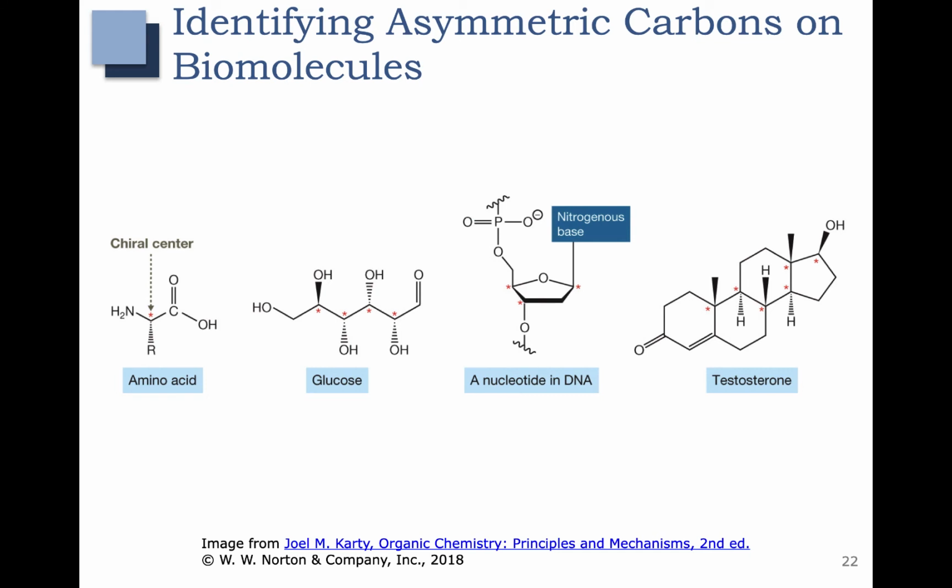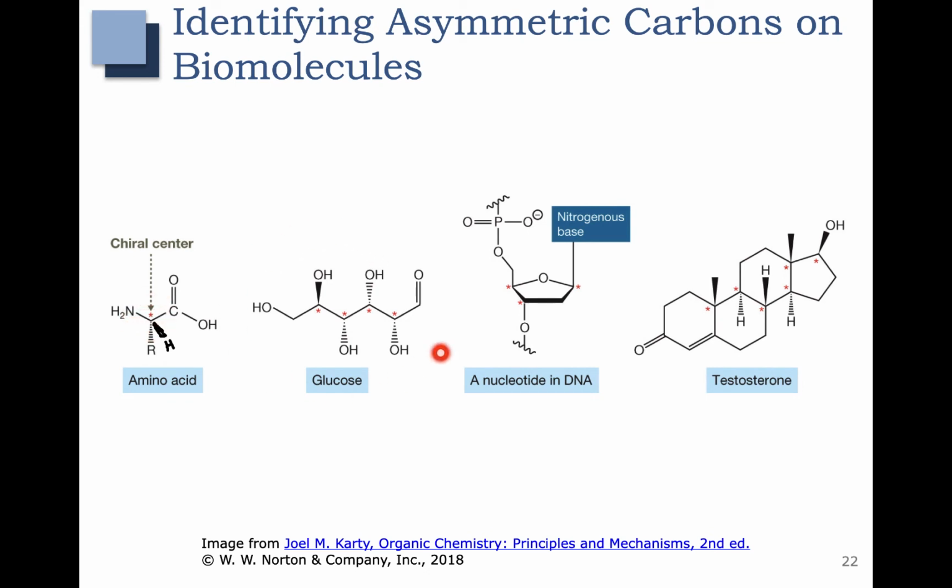Let's look at a few more examples. All of these here are biomolecules that we've seen in previous chapters. For example, we have the amino acid shown over here on the left. If we look at that chiral center there, it has a hydrogen that's not drawn in. So now you can see that we have a hydrogen, a carbon, a nitrogen, and then some sort of variable R group. As long as the R group is not a hydrogen, a carboxylic acid, or an NH2, this will be a chiral center or an asymmetric carbon.